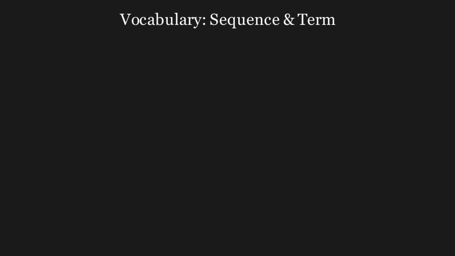Let's get the vocabulary straight first. A sequence is just a list of numbers written in order, where the same rule applies from one number to the next, all the way down the list. Each individual number in that list is called a term. So in our jar, week 1's $5 is one term, week 2's $10 is the next term, and so on.